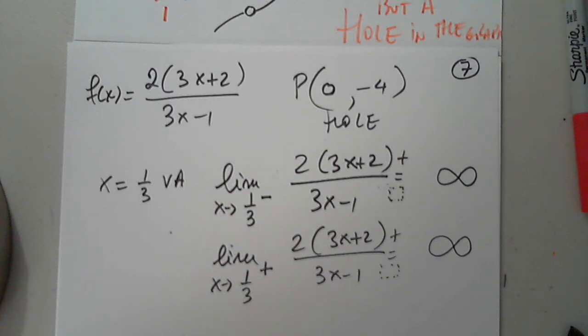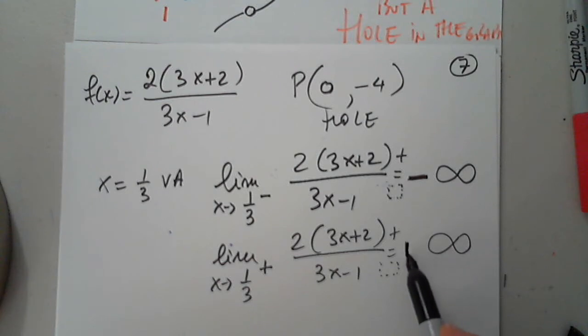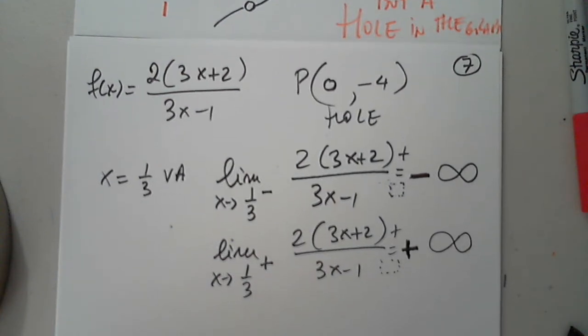So 1 divided by 3, right? We know it's 0.33, but I don't want 0.33. I want to the left. So 0.329, let's say. It's negative. And on the other side, 0.34. It's positive. Done. So negative on the left, positive on the right. And that's it.